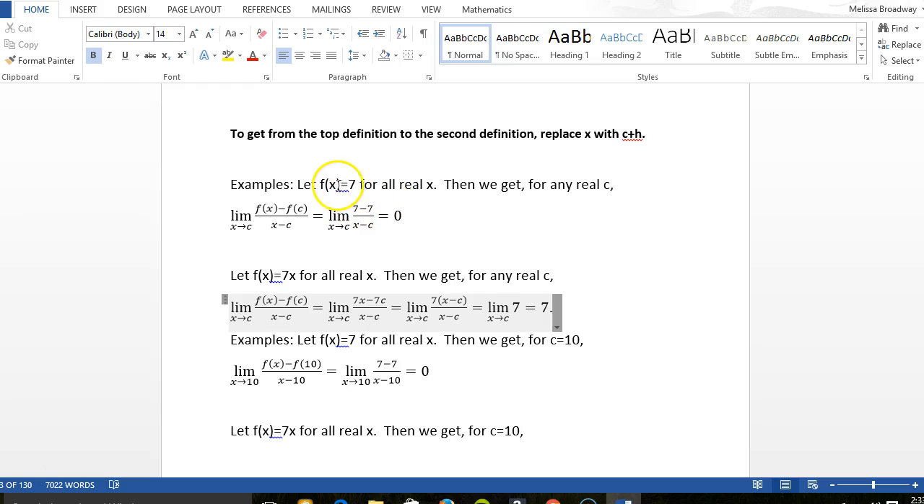And guys, by the way, the domain D of f and the domain D prime of f prime, they're the same. They're all real numbers. So we're assuming this is a function from the reals to the reals such that f of x equals 7.